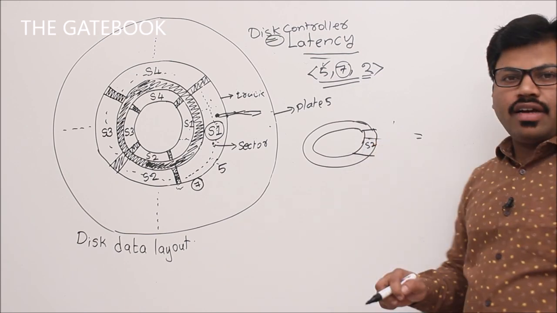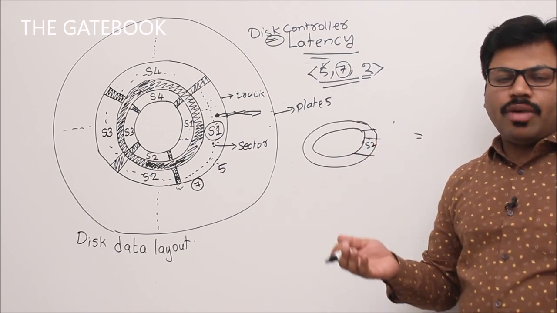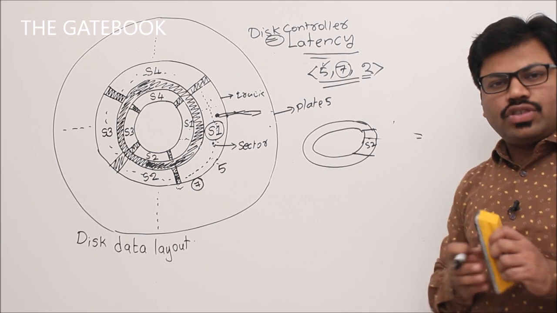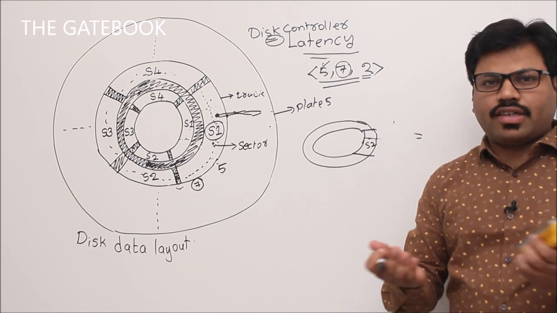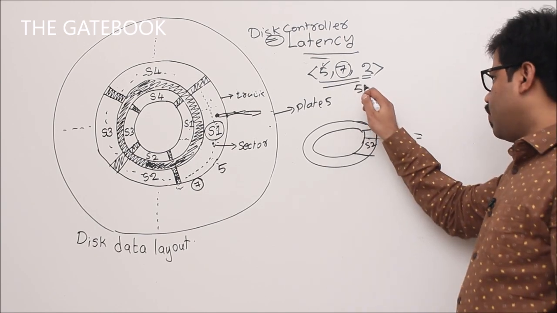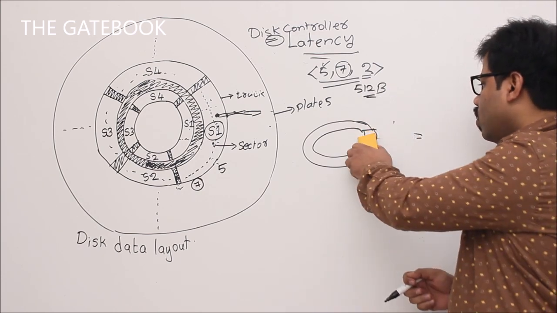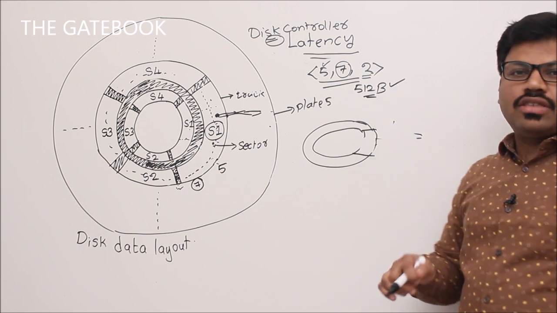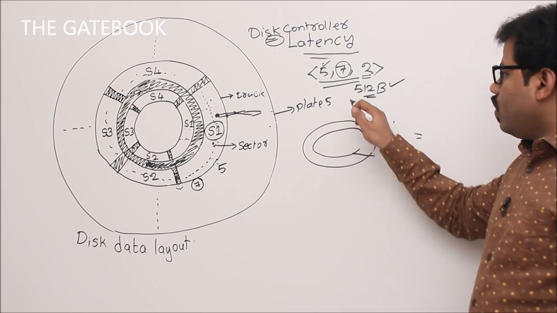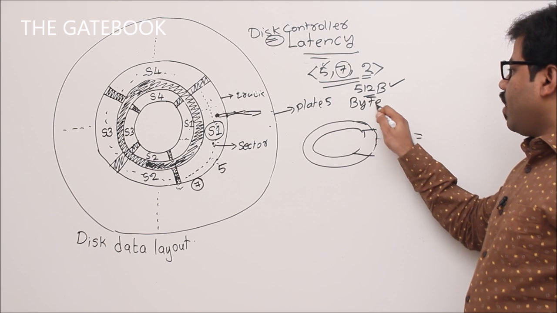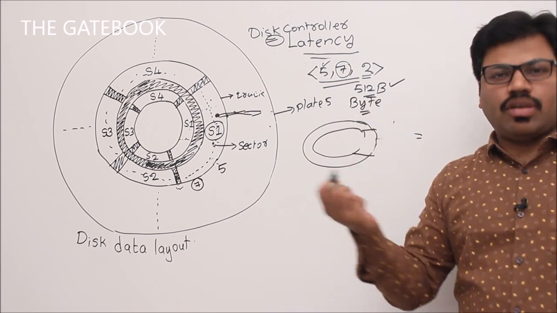Usually we store the data in sectors. That means a huge amount of data is stored at a time. Usually we store data in blocks or sectors. For example, the sector size is 512 bytes. Generally it is good to store 512 bytes of data, or 1024 bytes. We never store 1 byte of data on disk. Generally we write huge amounts of data.